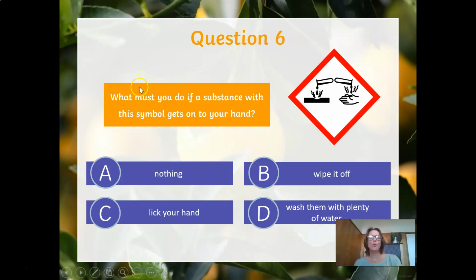Question number 6. What must you do if a substance with this symbol gets on your hand? Okay, this is just general common knowledge. What would you do if a substance with this symbol got on your hand? Let's hope it never does, because you shouldn't be fooling around in a science laboratory in school. A, nothing will happen. B, you'll just wipe it off. C, you will lick your hand. Or D, you will wash them with plenty of water. What do you think you would do? I think I would go with D. I would wash them with plenty of water.